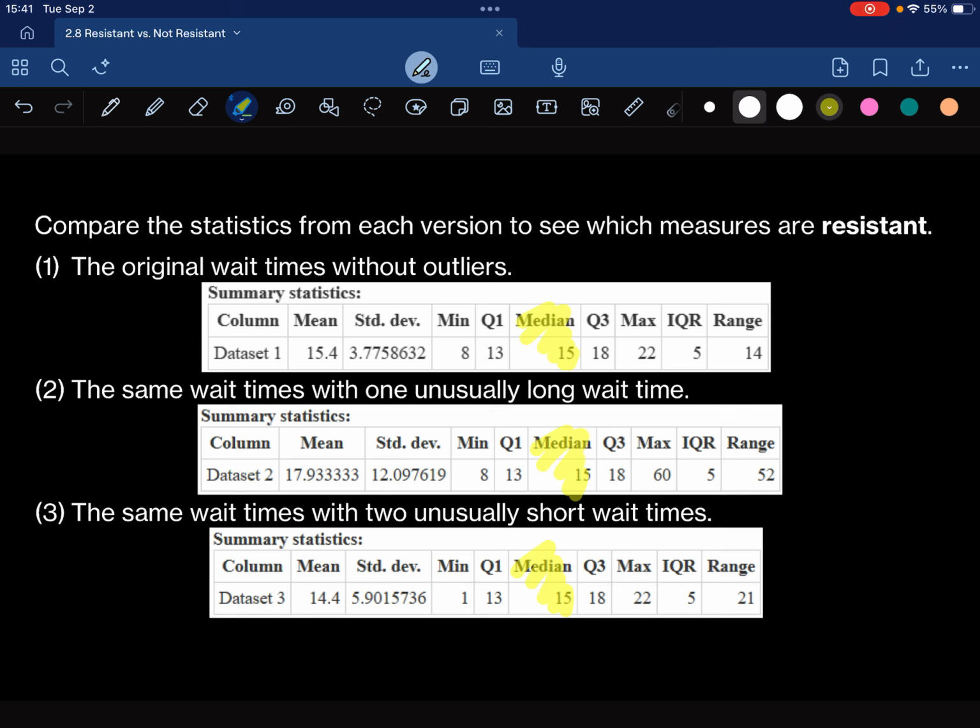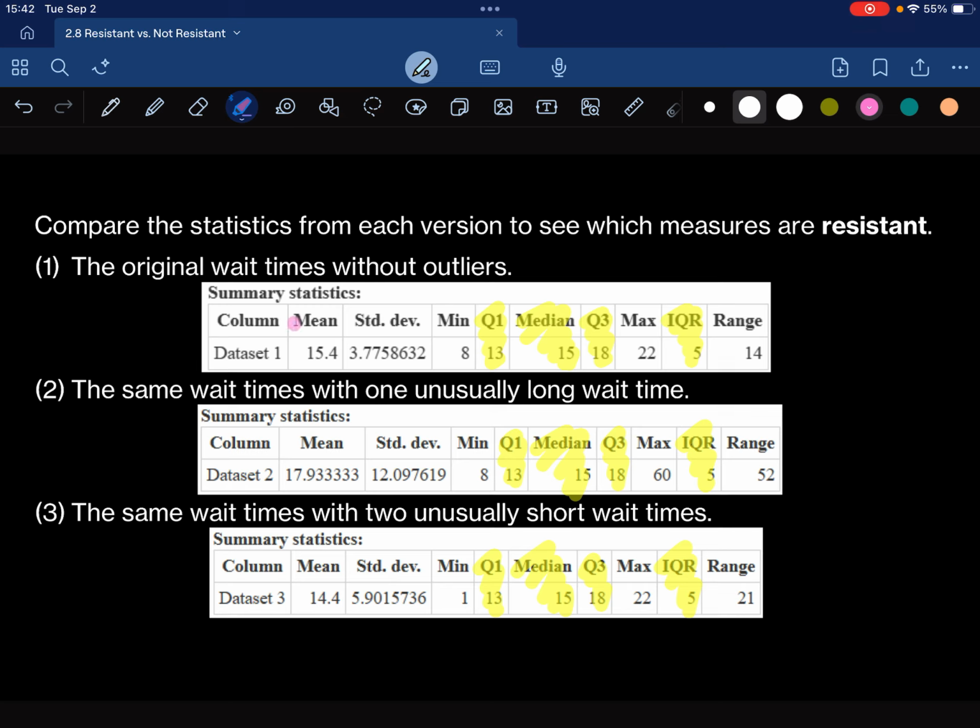You'll notice that the first quartile, which is Q1, is 13 in all data sets, and Q3 is 18 in all three data sets. So the first and the third quartile also did not change depending on whether there was an outlier present. And since the interquartile range, which is IQR, is calculated by the third quartile minus the first quartile, it's also resistant. It's 5 across the board. So let's look at the ones that did change.